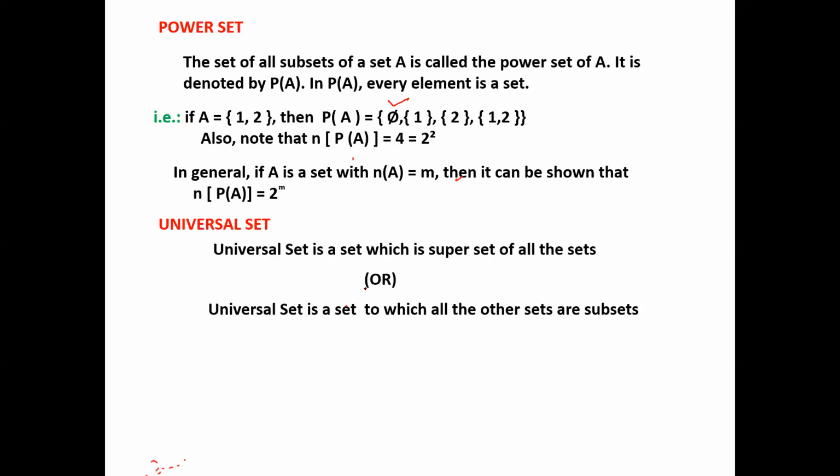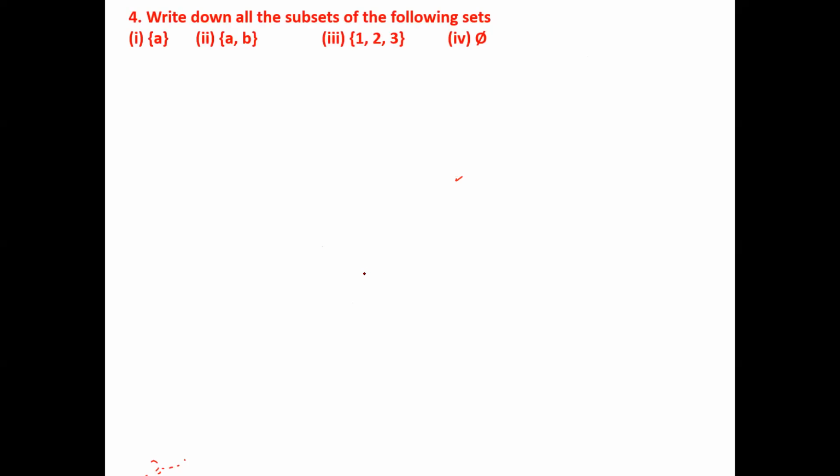What is a universal set? A set that contains all the other sets as a subset. That does not mean all the sets in the world. It means, in that question, whatever sets are there.